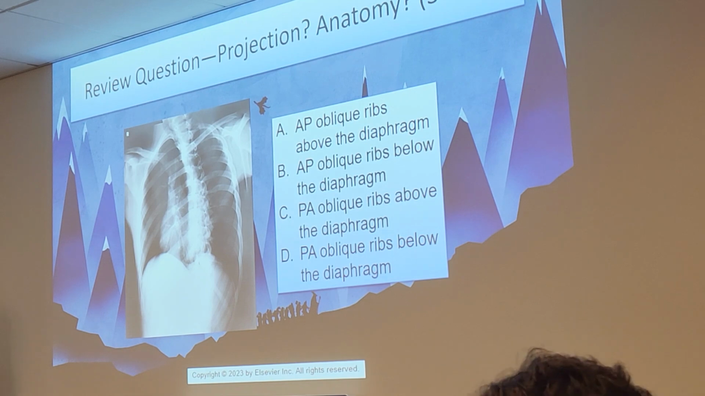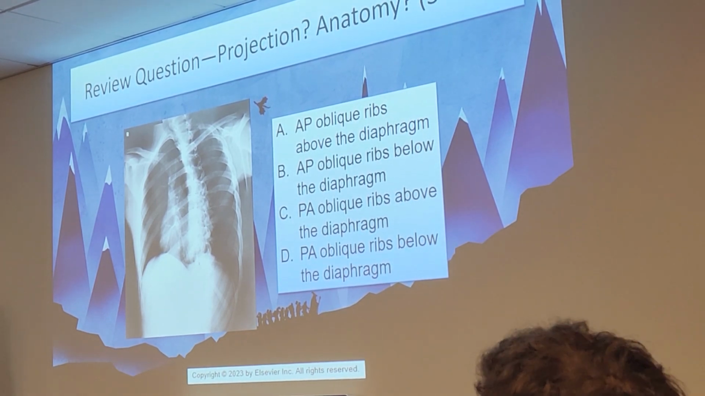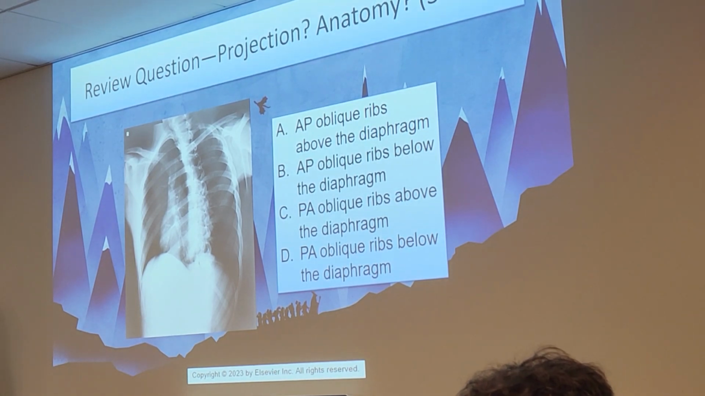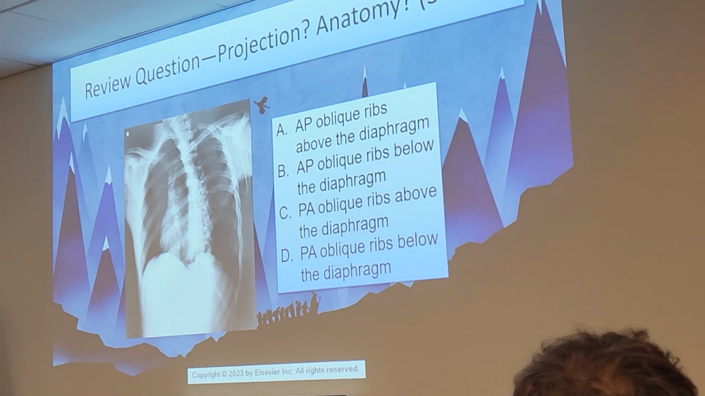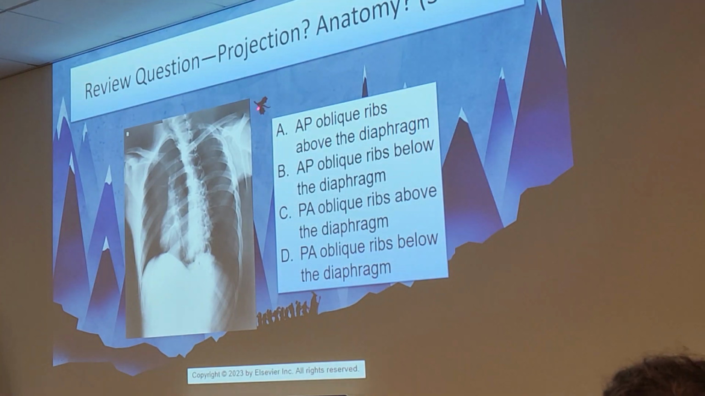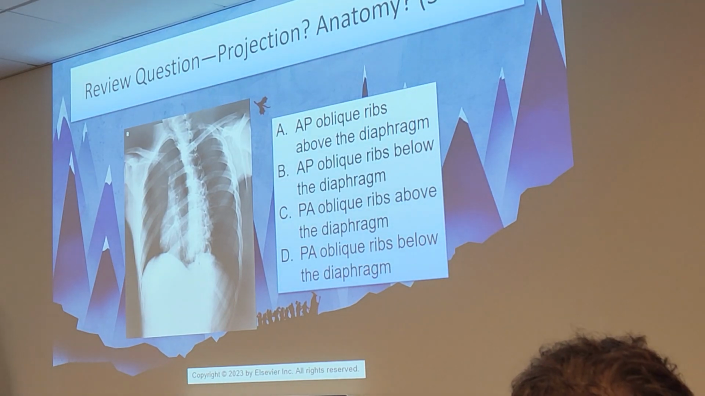The right side's elongated. That's our first clue. We're marking the side touching the IR. So which oblique has that side touching the IR when it's elongated? RPO. So that's an AP oblique. If the left marker had been over here, that would have been an LAO, a PA oblique. We're going to keep practicing that. That can be very confusing, but you have to look to the marker, guys.